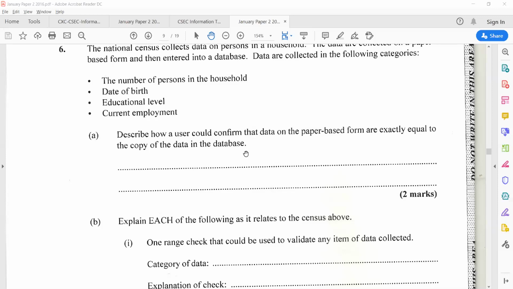Anybody? What could we do a reasonableness check on? Yes, some answers coming in there. The number of persons in a household. And explain the check. To explain the check, you could simply say, check to ensure that a reasonable number is entered in this field. So for example, ensure it's not an unreasonable number. Something like 100 might be unreasonable.